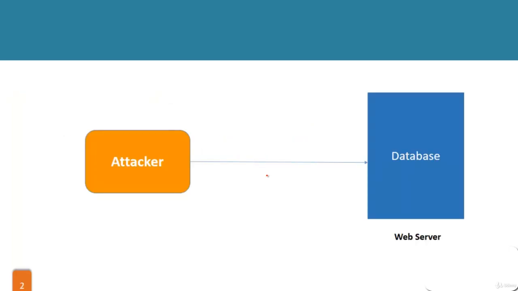So this is the scenario. We have an attacker and we have a database, and the database is obviously inside a web server. So the web server contains the database, alright? So if you want to attack a website, you are at the front end of the website and you need to enter some queries so that you can connect with the backend, which is the backend of the server, or you can say the database. These queries are called SQL queries. SQL stands for structured query language, and this language is used to communicate from the front end to the backend.